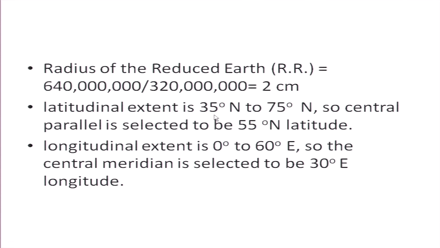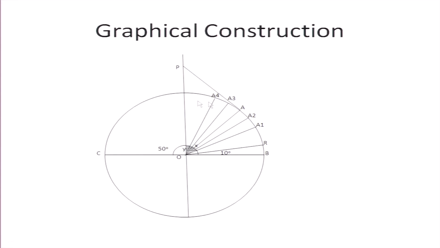Now the latitudinal extent is 35 to 75 degrees north. So the central parallel or the standard parallel is selected as 55 degrees north latitude, although in this case we make all the parallels true to scale. Now the longitudinal extent is 0 to 60 degrees east, so the central meridian is selected to be 30 degrees east longitude. Now come to the construction part quickly.